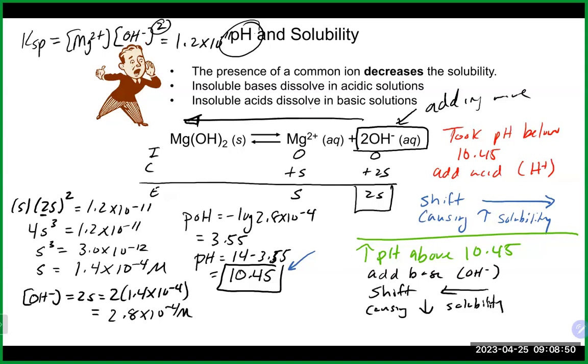So obviously the same effects would occur if we were starting with an insoluble acid. If you brought it into a basic solution, because the insoluble acid would have H plus on the product side, and you added a base, you would make water, which would give you kind of the same effect, and that would increase the solubility of it, and vice versa, obviously going the opposite way. Any questions on pH here? Okay.